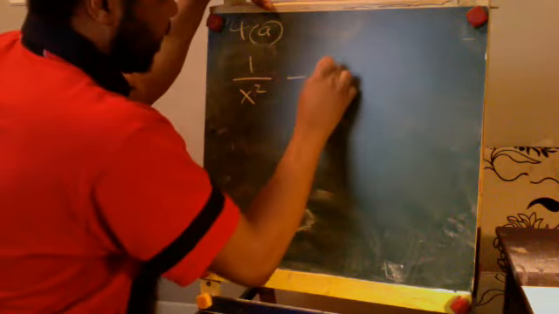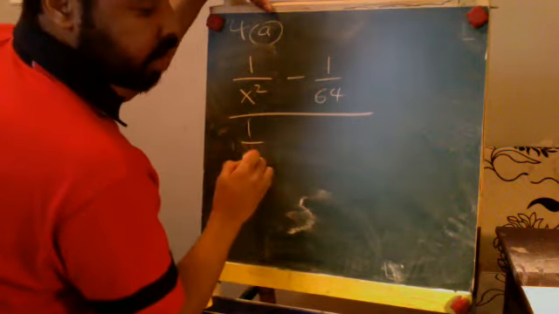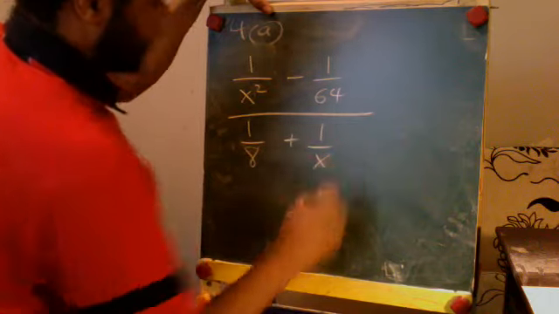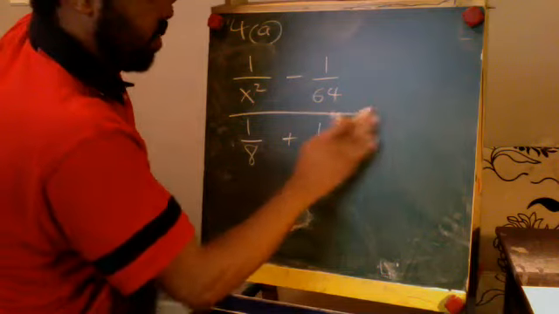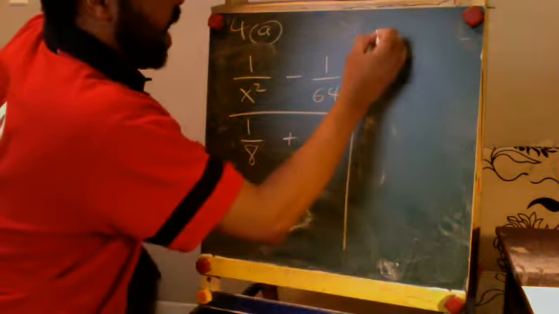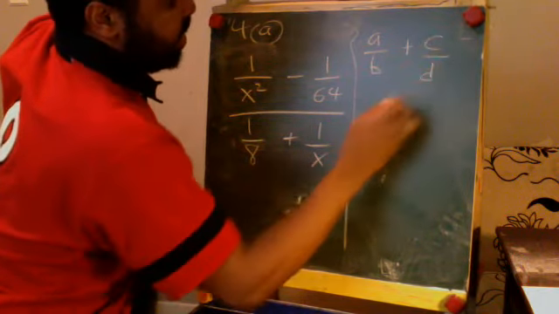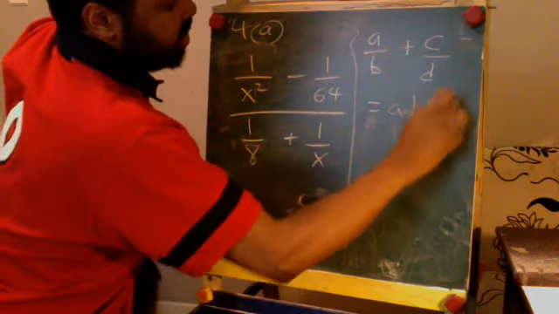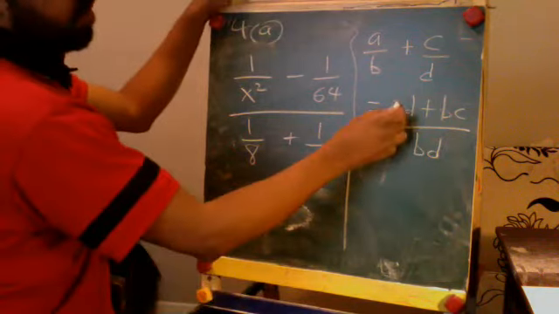So 1 over x squared minus 1 over 64, and I have 1 over 8 plus 1 over x. What the butterfly method is based on is this simple idea, let me write it on the board. When you're adding fractions, a over b plus c over d is actually equal to ad plus bc over bd. That is a mathematical definition of adding fractions.